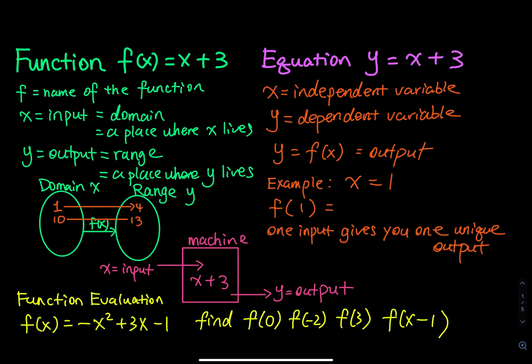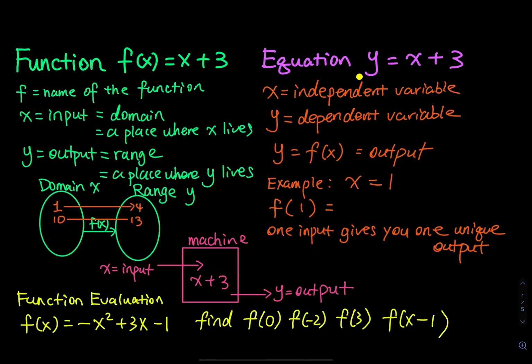F is the name of the function, and then the x inside the parenthesis is called an input. So for the input in a function, we use the word domain. Domain is a place where x lives. And then where is the y? There is no y. We replace the y with f of x. So let's take a look at the equation. For a function, instead of y, we use f of x.